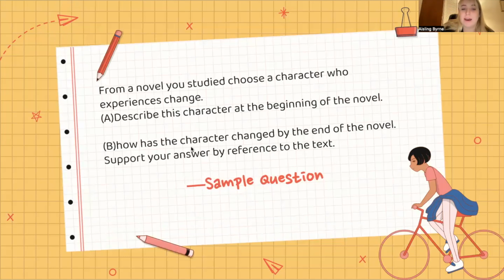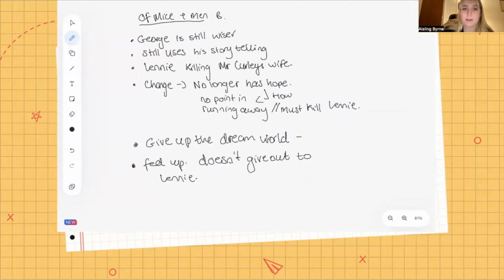So now we have to think about how this character has changed by the end of the novel. Like, what's happened? Is he the same? Is he the same man that we met at the start? Okay, so on to my plan for part B. This is another way I can plan as well. It depends, it's up to you. I know there are so many ways out there that people are able to plan.